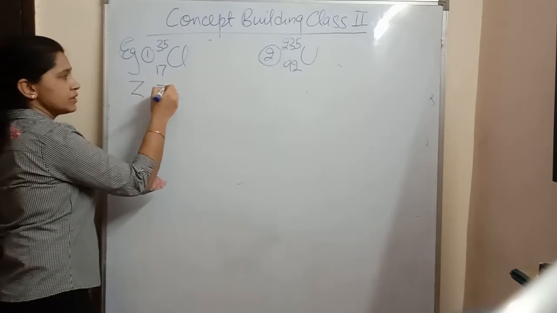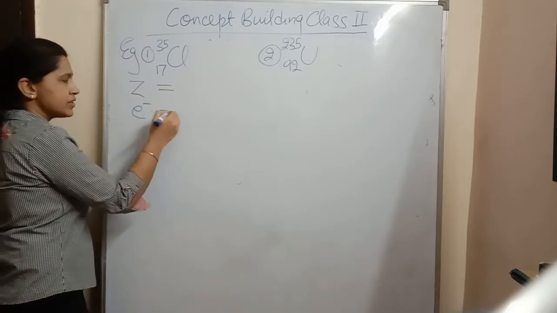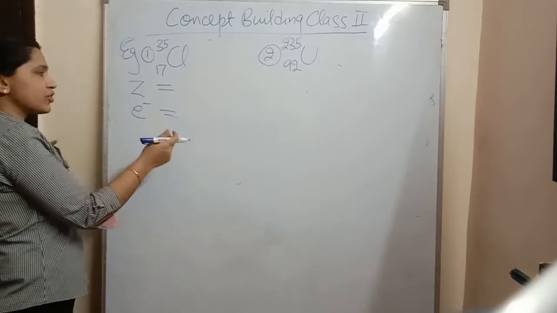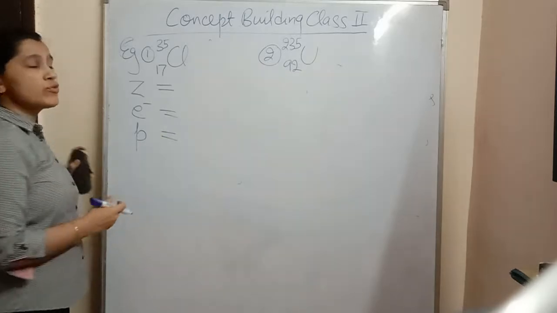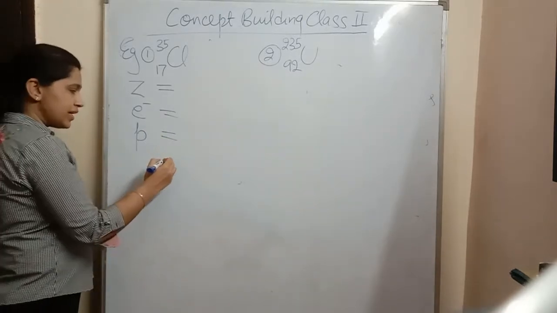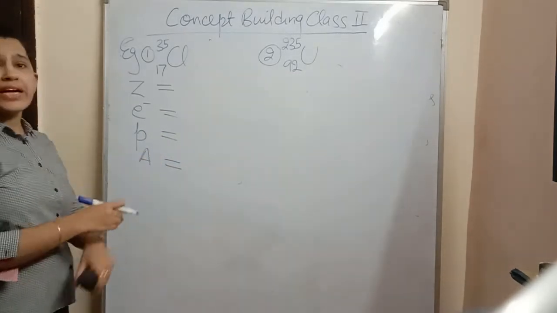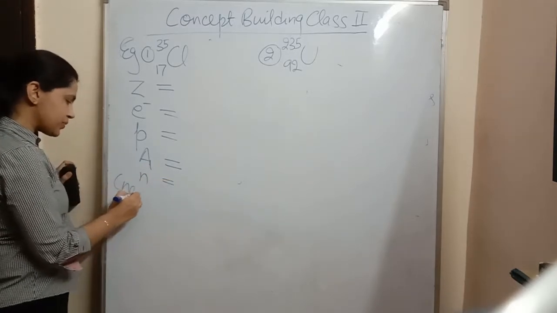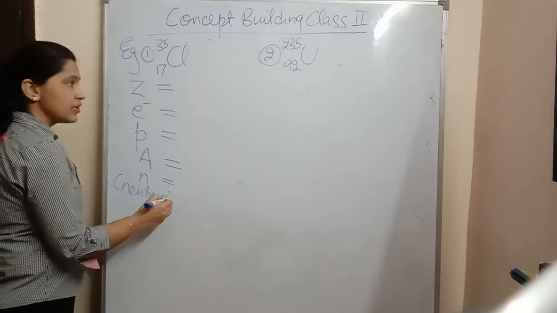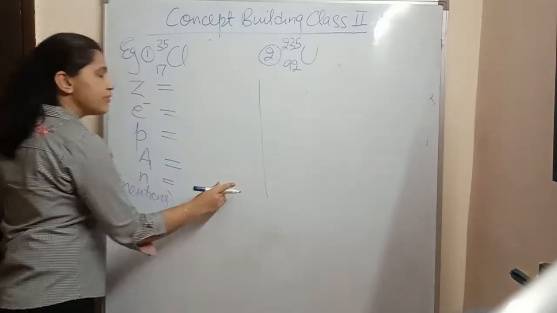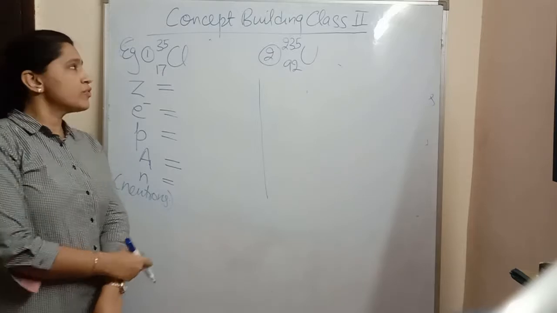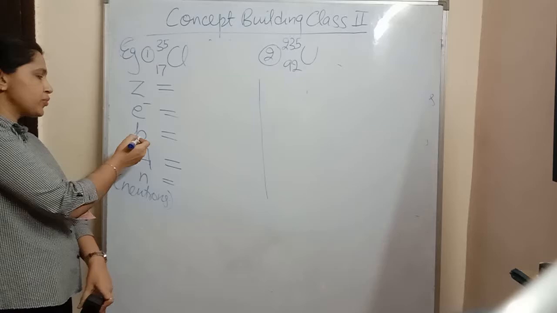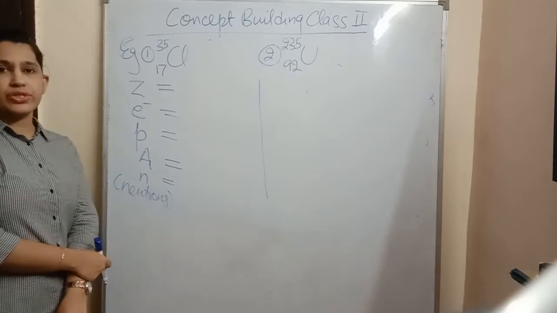Now I am asking you, find out Z. This is e with the negative charge, the symbol of electron, right? Number of electrons. P, you have to find out number of protons. Then A, that is the mass number, and finally that is N. N मतलब क्या पूछ रही हूँ आपसे? That is neutrons, right? Giving you 1 minute. Can you calculate for each of it? Atomic number, electrons, protons, mass number, number of neutrons.